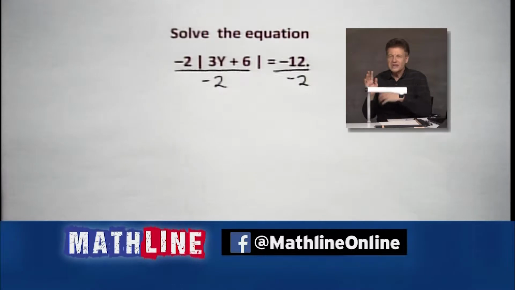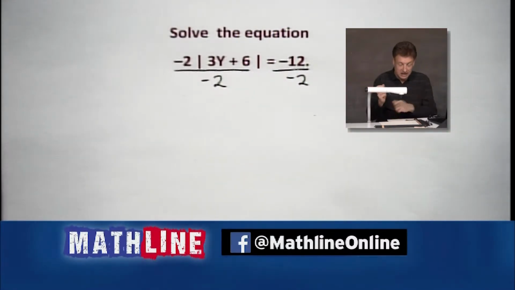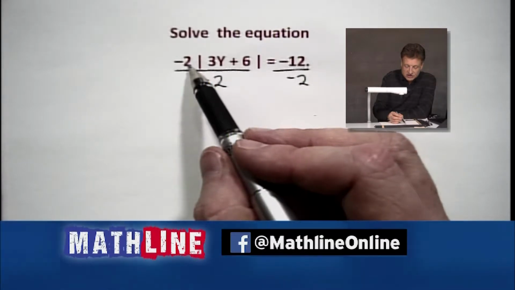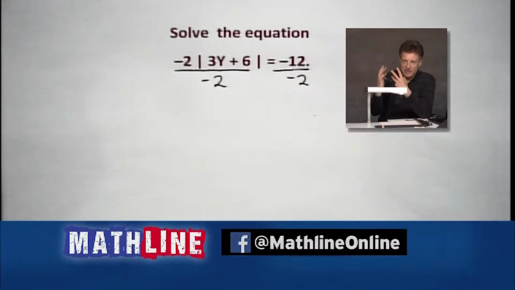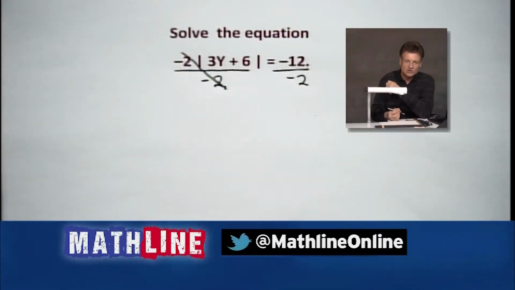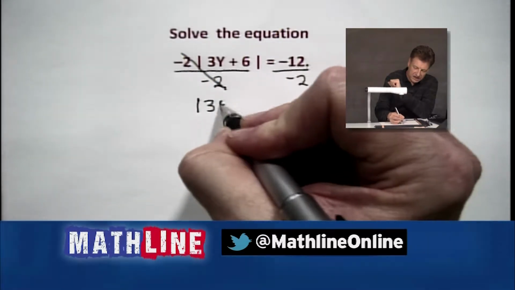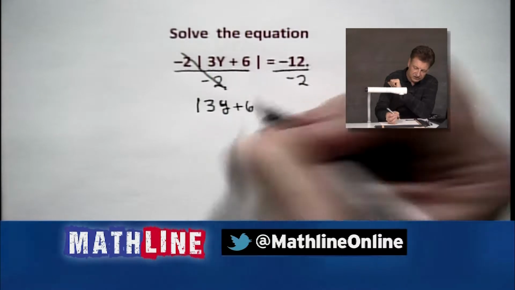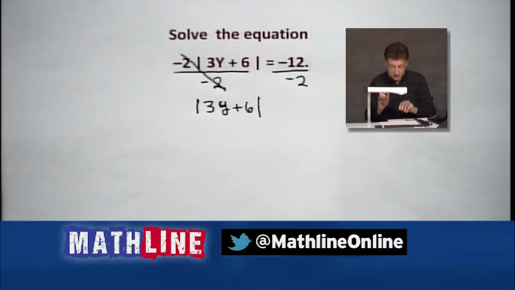Because the whole game plan, my friends, is to get the bars by themselves and what's inside the bars, the 3y plus 6, is what's important. Now, notice what we did. We were multiplying by -2, right? So we're going to divide to undo that part. Pretty straightforward. But see what happens? Say goodbye to the -2's there. Already this looks nicer. We have the absolute value of 3y plus 6. And it's still bars. The bars have not gone away yet. They will in just a second.